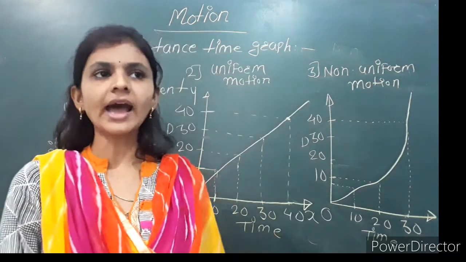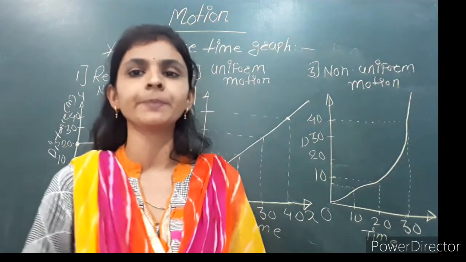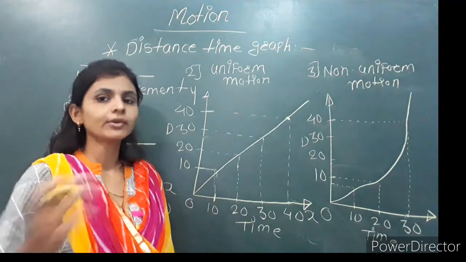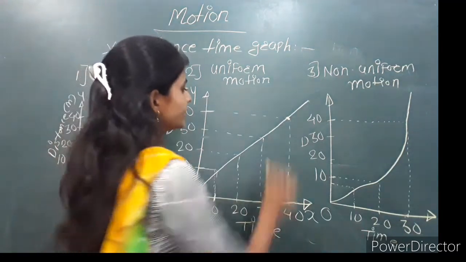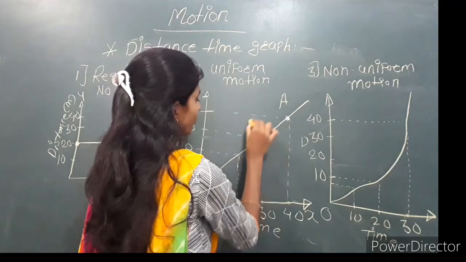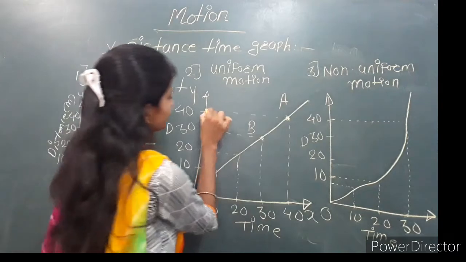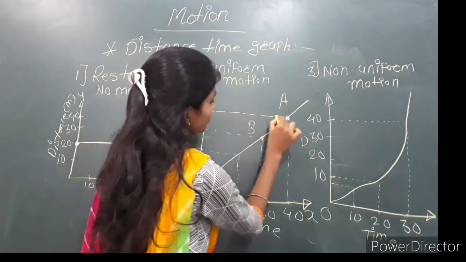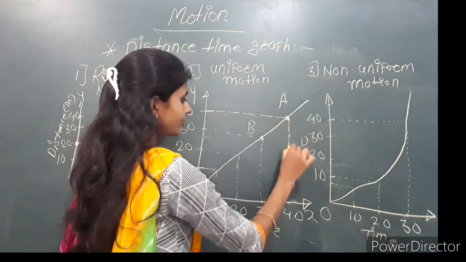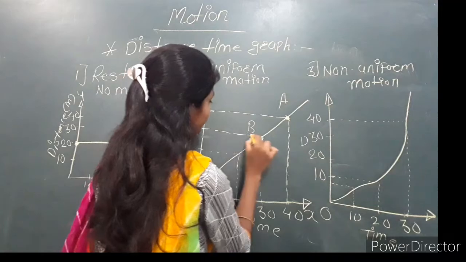So previously I told you that by using the distance time graph we can calculate speed. So how to calculate speed by using a distance time graph? To calculate the speed we have to consider 2 points. Suppose this is point A, and here point B. Okay, so draw one line from point A towards the y-axis and one line towards the x-axis. Again the same from point B.